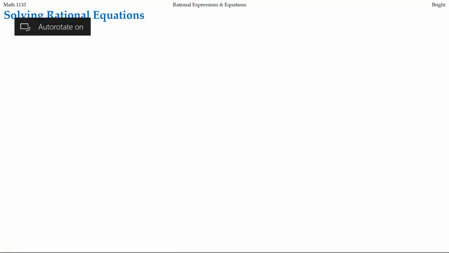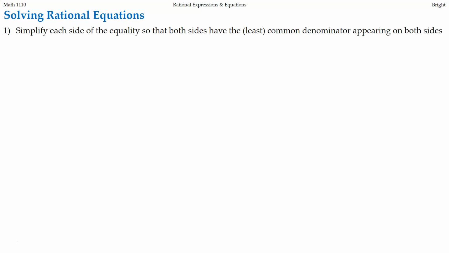We have just finished our discussion of simplifying rational expressions. Now we're going to move on to equations, where in an equation there's one expression set equal to another expression, and we need to make sure that everything is good to go, and so we'll solve it. To solve it, generally what we're going to try to do is simplify the equality so that both sides have a common denominator.